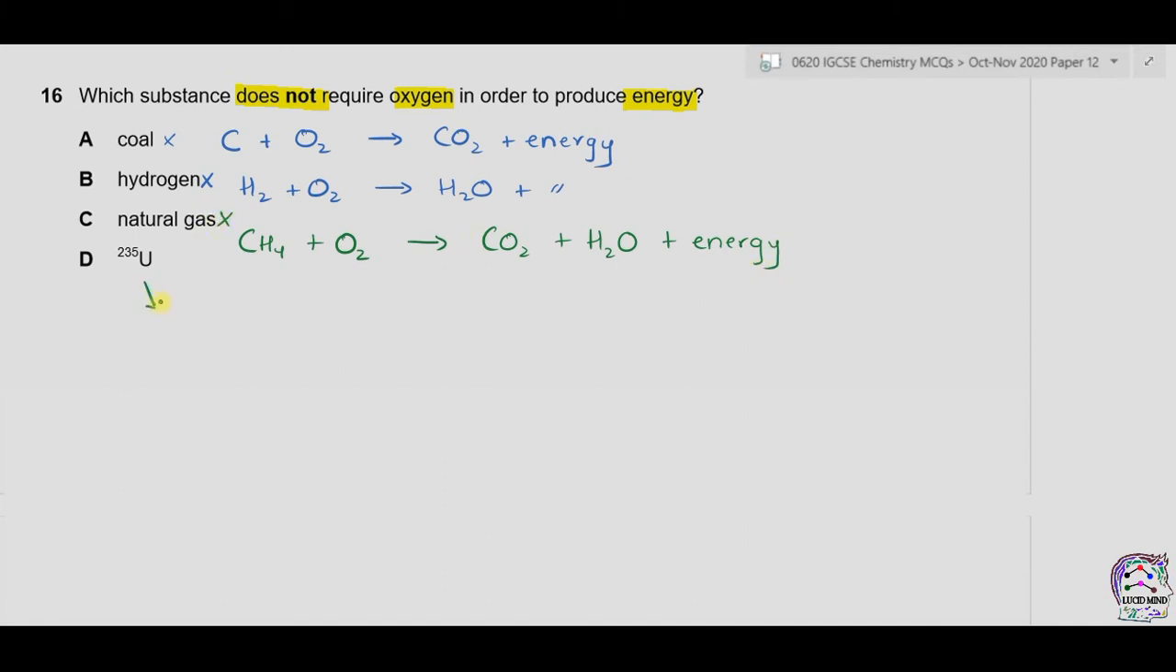D is uranium, and uranium can produce nuclear energy without the need of oxygen, as this involves only the disintegration of nucleus. So therefore answer is D.